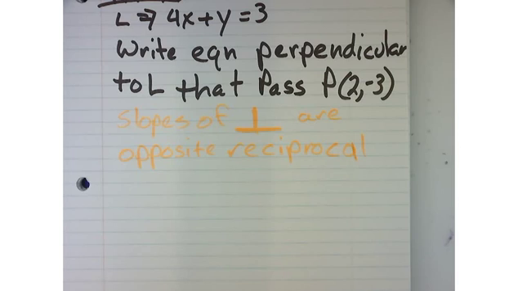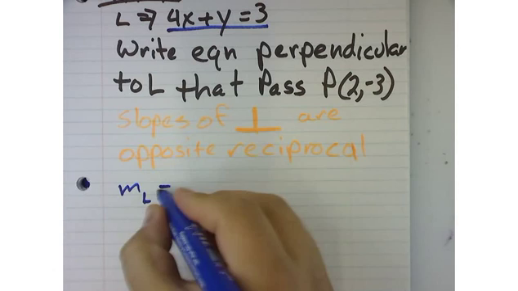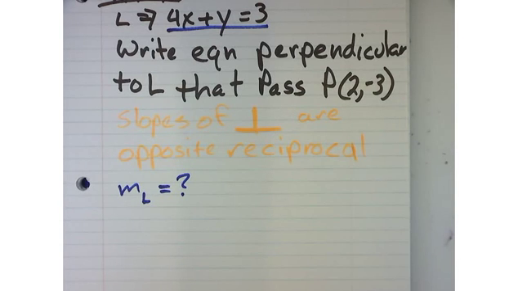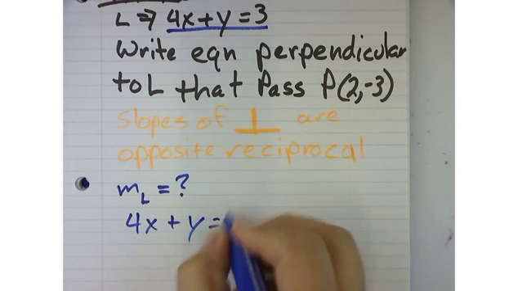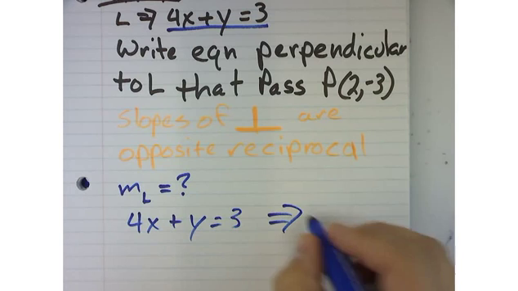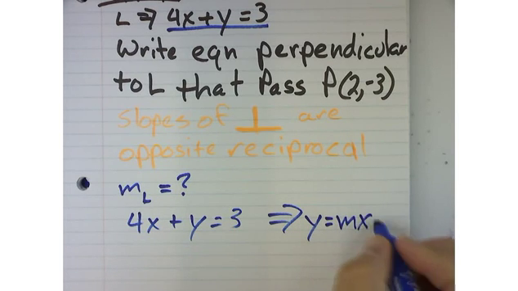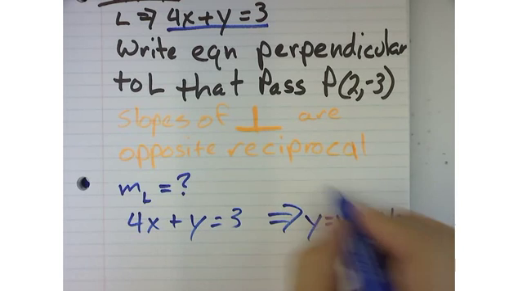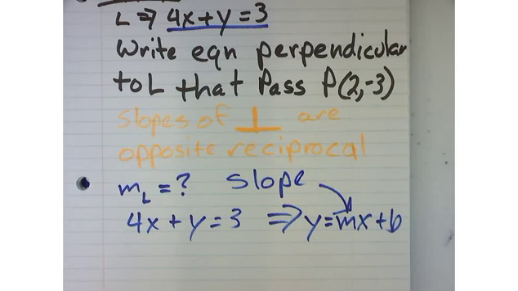All right. So now what do we need to do first? We need to find the slope of L, right? That means that we're going to have to take this equation, which is 4x + y = 3, and we want to make it look like y = mx + b. How come? Well, because this is the slope. So you tell me what I do first.